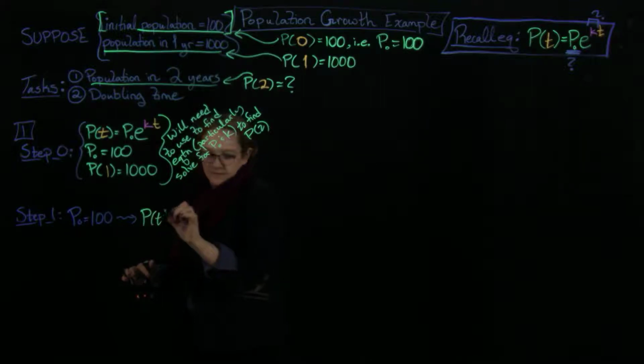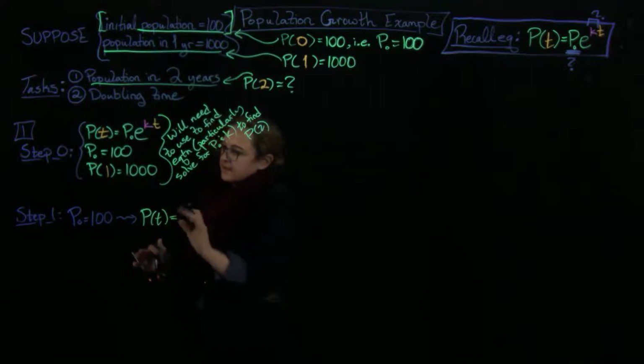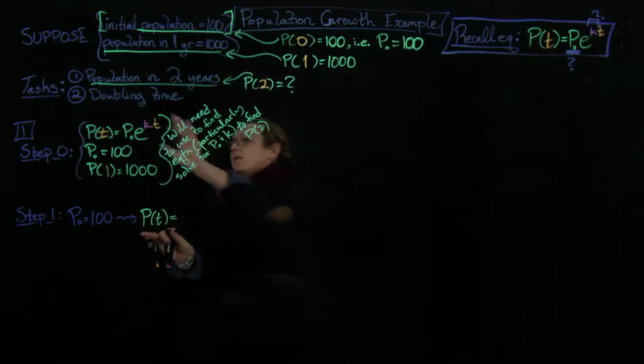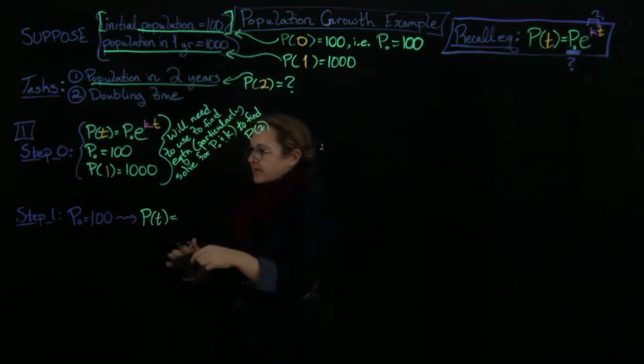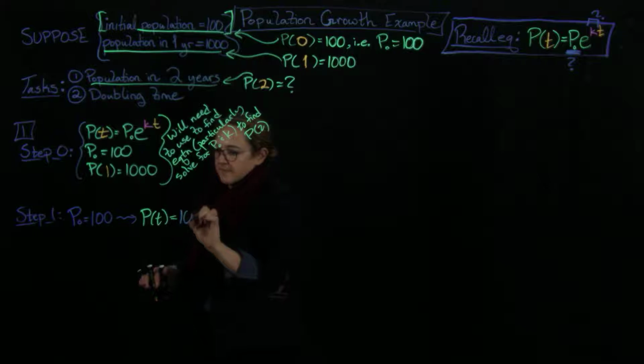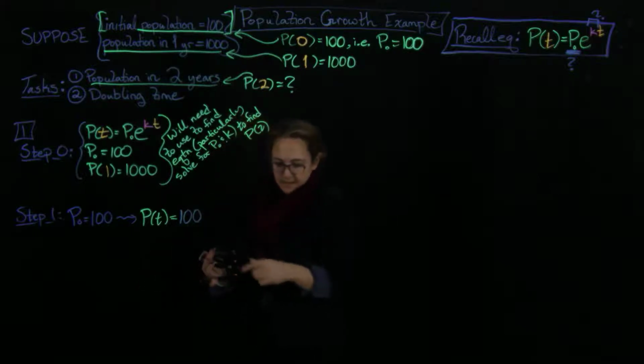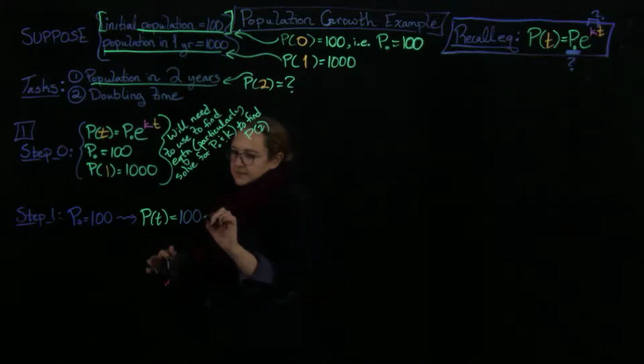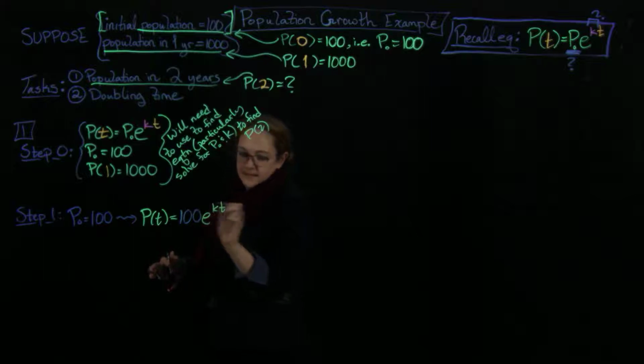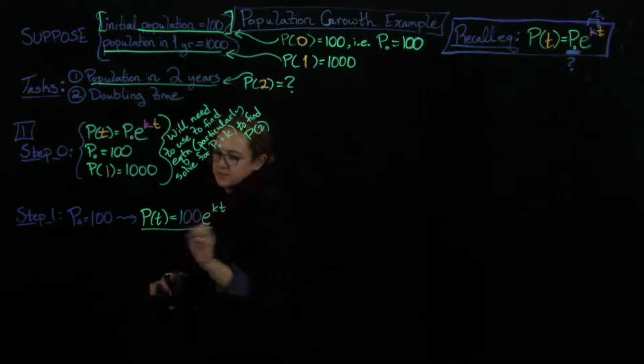I'm just going to write the rest of it in green, just to emphasize that the only thing I'm doing here is putting that P naught into the 100 spot. So this is e to the kt. This is kind of like the new state of my equation.